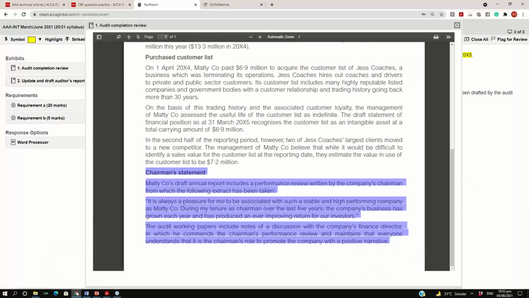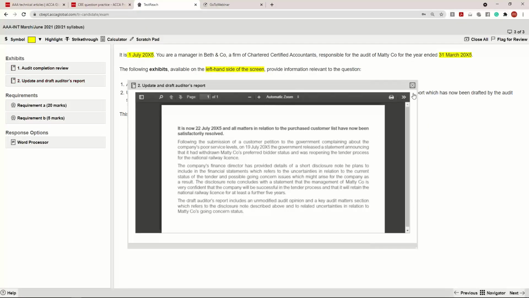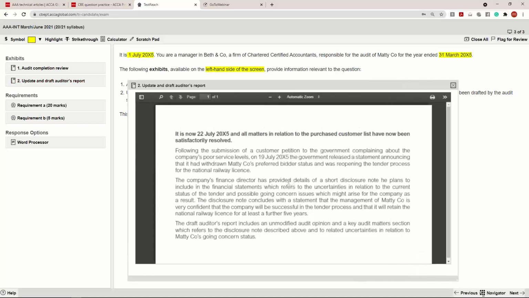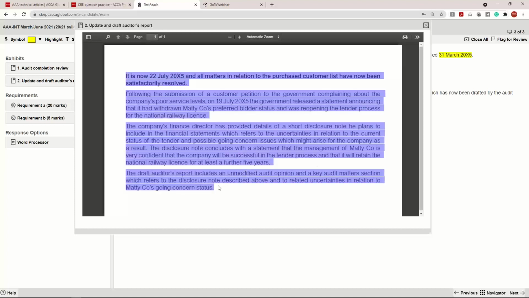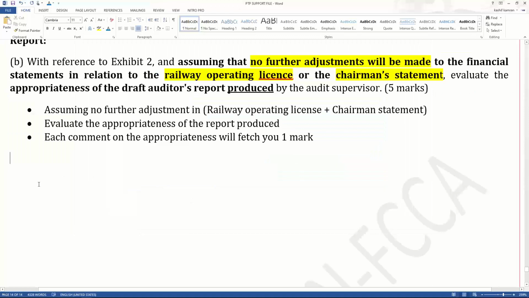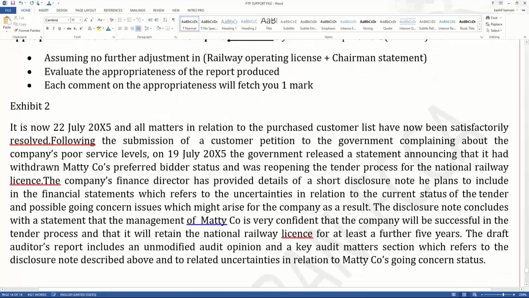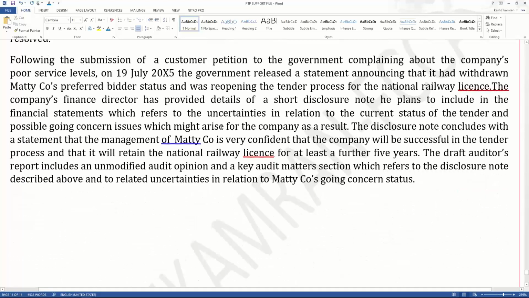Okay, let me take you back to the second exhibit. I'll open the second exhibit. Over here is the second exhibit on the case. Let me copy the second exhibit from here. Control C. I'm taking the second exhibit into my Word file, copying Exhibit 2 here. Right, let's read Exhibit 2.